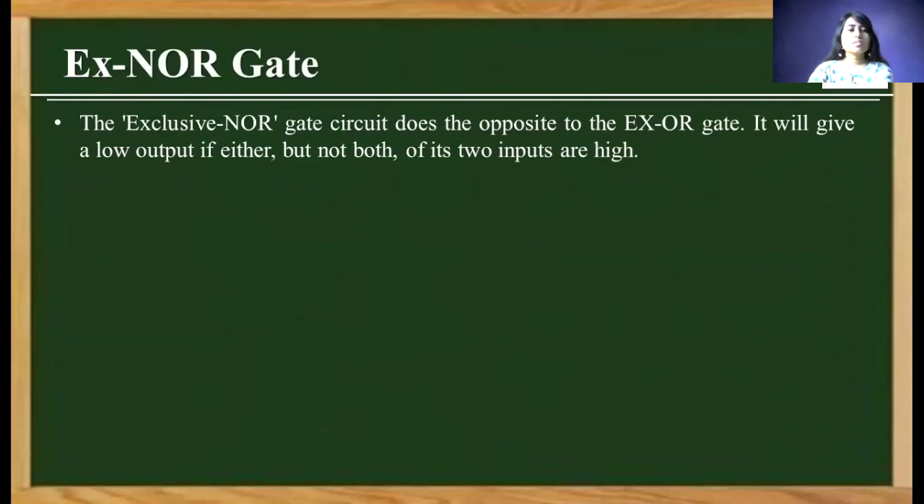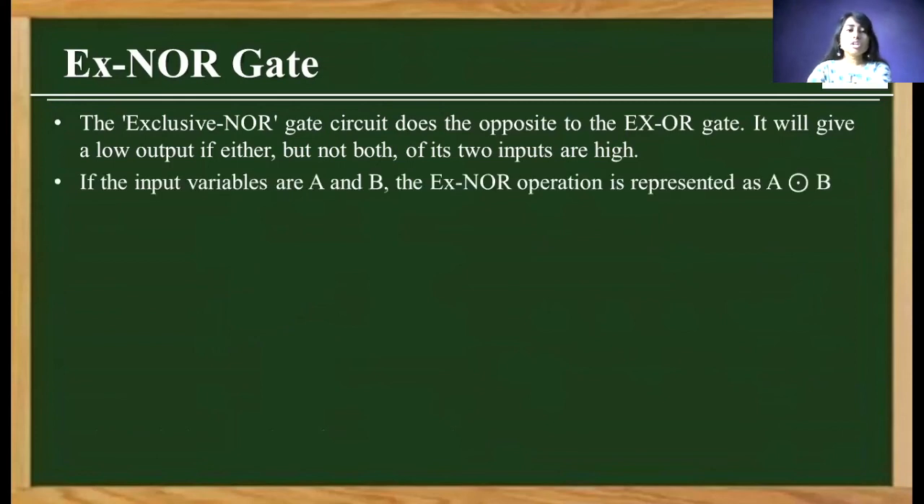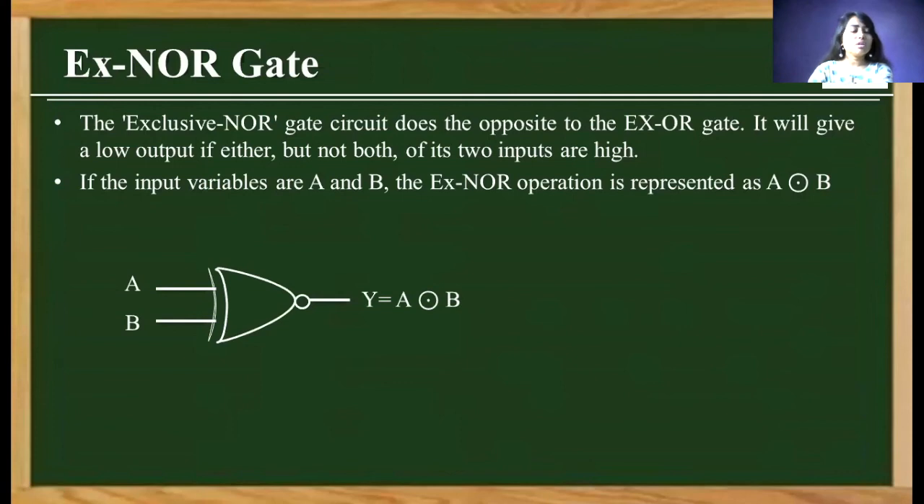XNOR gate. The exclusive NOR gate circuit does the opposite of the XOR gate. It will give a low output if either, but not both, of its two inputs are high. If the input variables are A and B, the XNOR operation is represented as A XNOR B. This is the graphical symbol of XNOR. Graphical representation of the XNOR gate: inputs A, B, and we have the A XNOR B output.